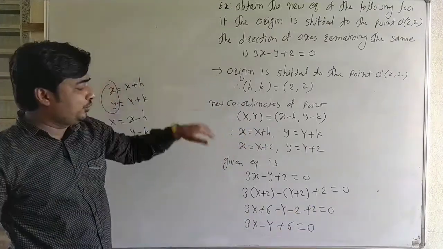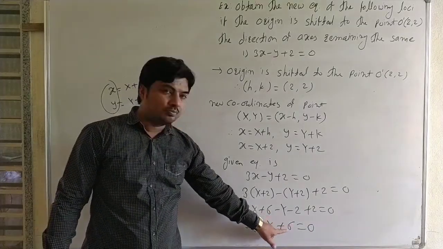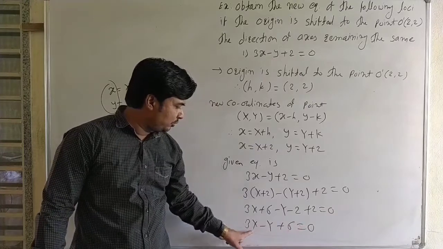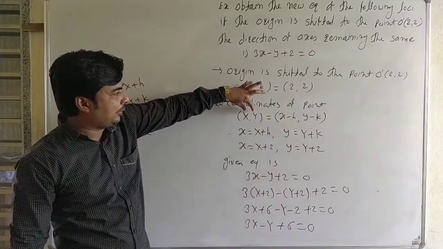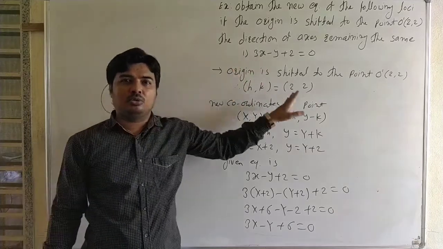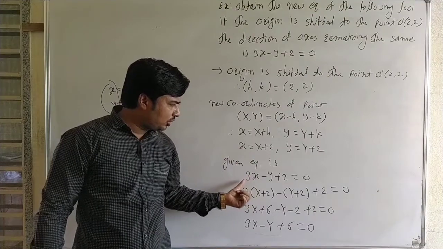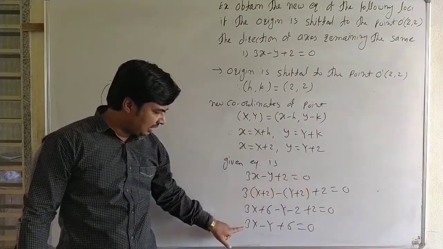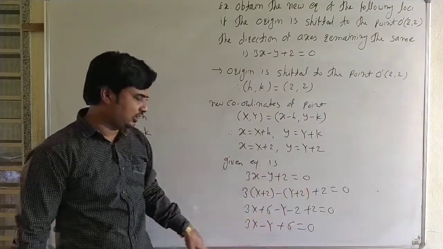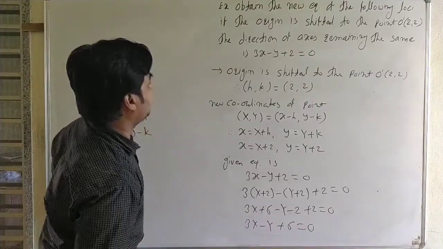Okay. It is a new equation, 3X minus Y plus 6 is equal to 0, which satisfies the point capital X, Y. Capital X, Y are the new coordinates of the point. Old coordinates x, y satisfy the old equation, and capital X, Y satisfy this new equation. Okay. Now we see the second example.